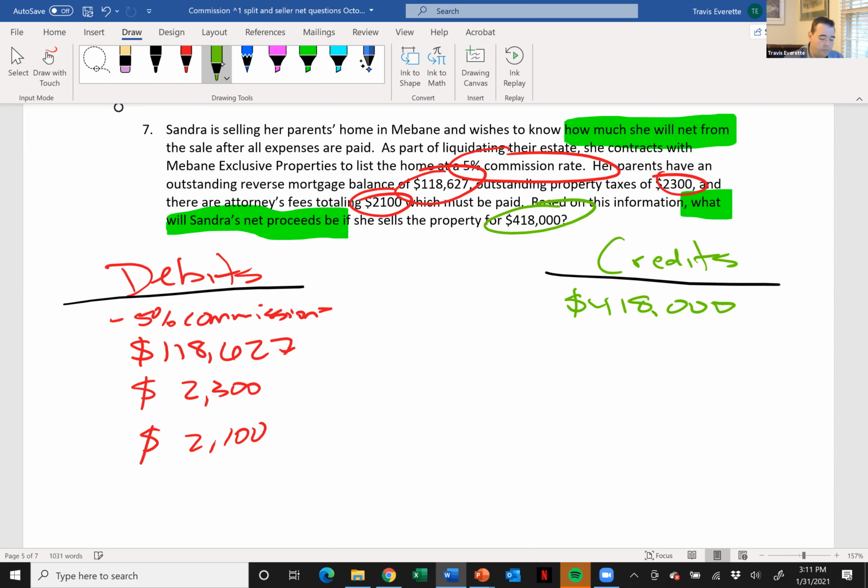And that gives us the number we need to do our 5% commission over here, because that's going to be $418,000 times 5%. So when we do that, 418 times 5%, that's $20,900. So I'm just going to put that down here, $20,900 in commission.